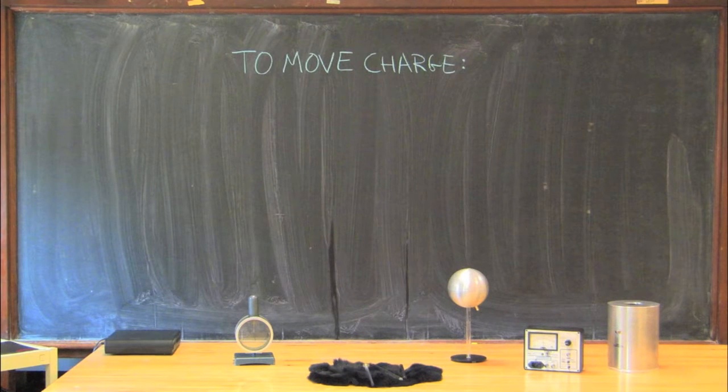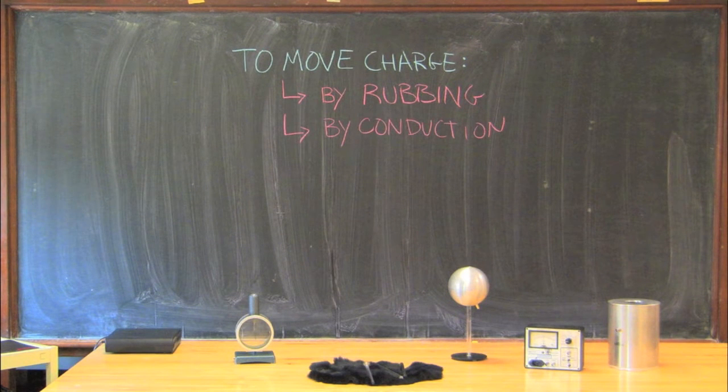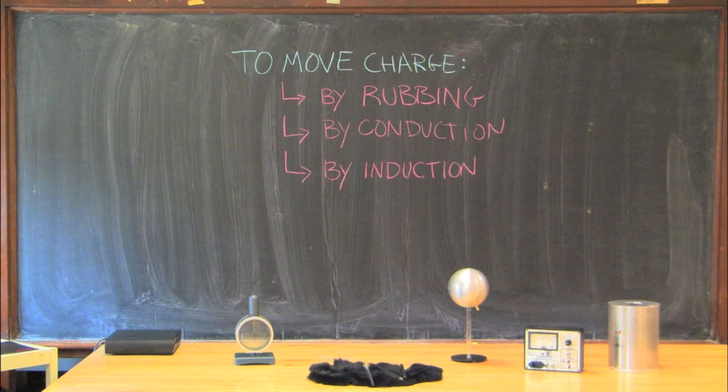You also learned in lecture that there are 3 ways to cause charges to move. Rubbing objects together can cause 2 objects to be charged up with opposite signs. By conduction, charge flows from a charged object to another when the 2 objects touch. And by induction, when you bring a charged object near a conductor, the charge inside the conductor rearranges.